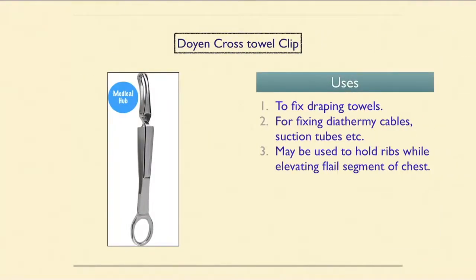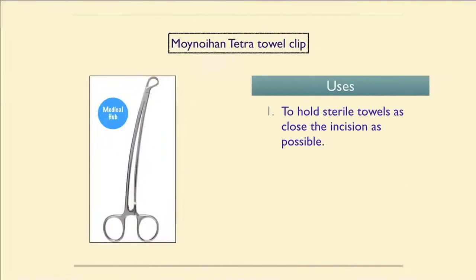So first one is the Doyen cross towel clip. So it is used to draping towels for fixing diathermic cables, suction tubes, etc. And it also may be used to hold ribs while elevating flail segment of chest.